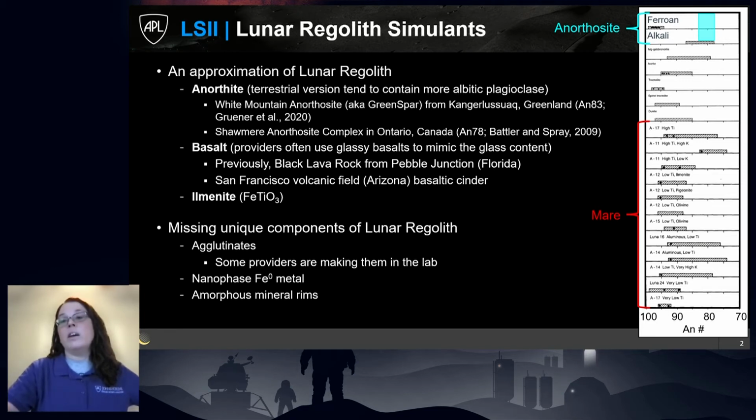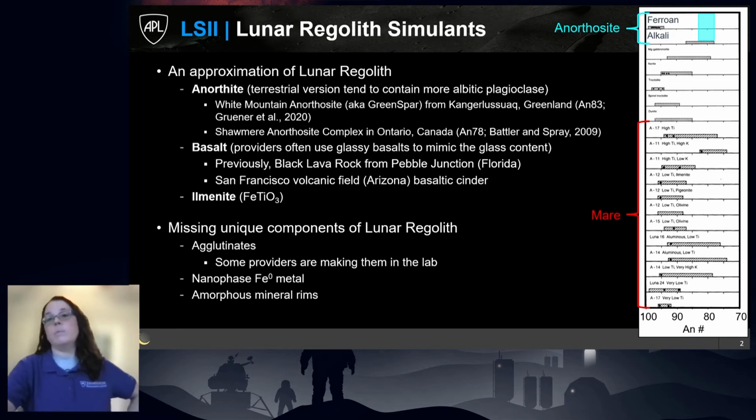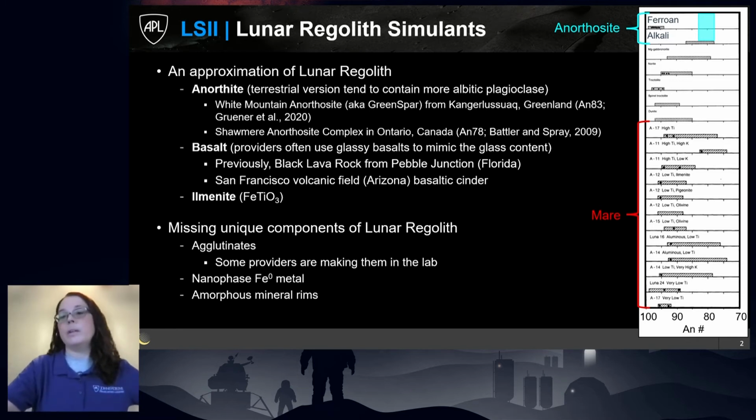And on the right there, I'm showing a plot of the AN number going from 100 on the left to 70 on the right, of various lunar regolith simulants, or lunar regolith samples. And the Mare are on the bottom. The anorthosite is on the top, and you can see that the terrestrial range shown in the little turquoise bar there kind of overlaps with the lunar regolith, but it is a bit too high in sodium content, and that comes up later.